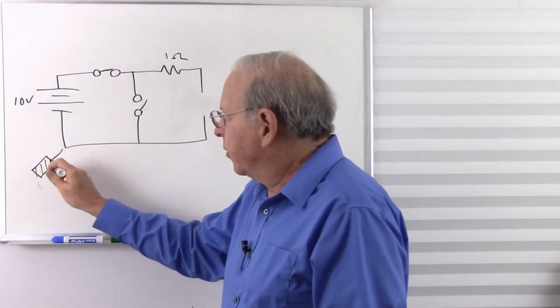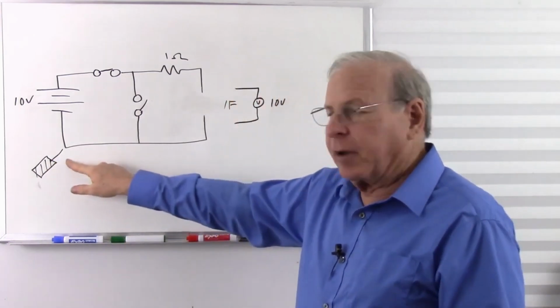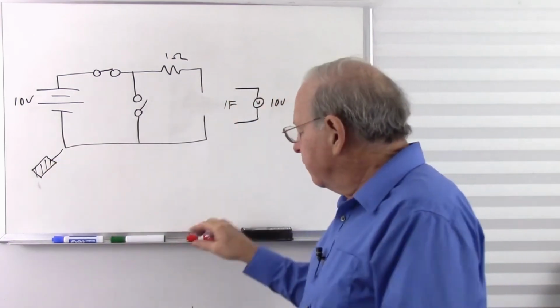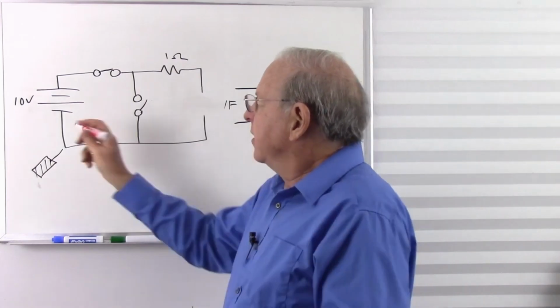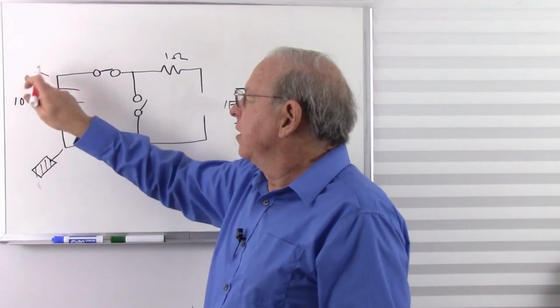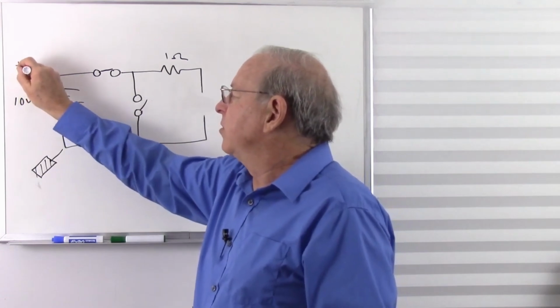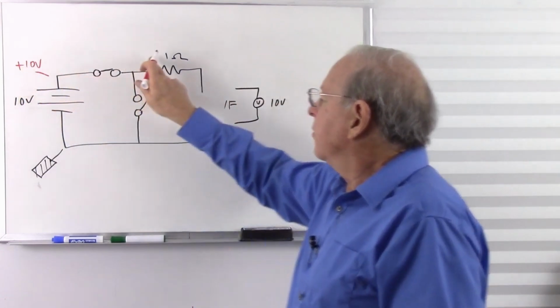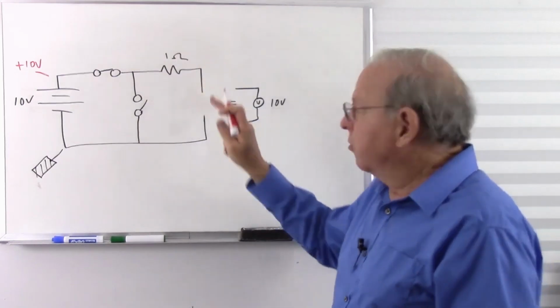So there's my black probe down there. As soon as I put my black probe there, that defines that as 0 volts. I have 10 volts higher up here. It's a 10 volt battery, 0 volts, 10 volts higher there, so that's going to be plus 10 volts. There's no voltage loss across here because there's no current flowing through there.